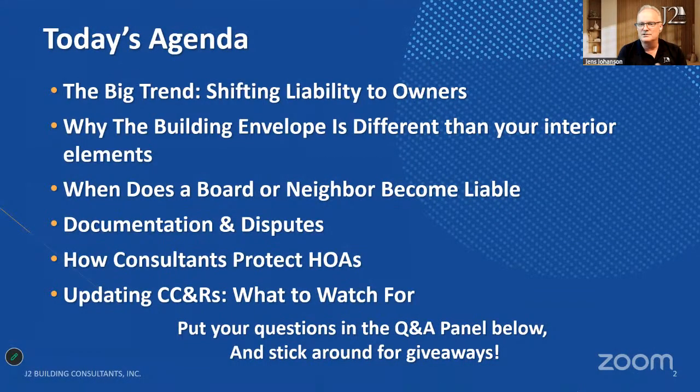So this big trend we're seeing, shifting liability to the owners. Why the building envelope is different than your interior elements. When does a board or a neighbor become liable for these types of things? Good documentation helps us prevent disputes. How consultants can help you protect the HOA, and then updating your CC&Rs, what to watch for.